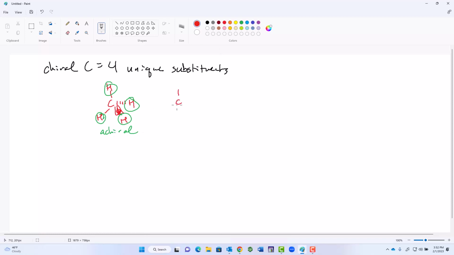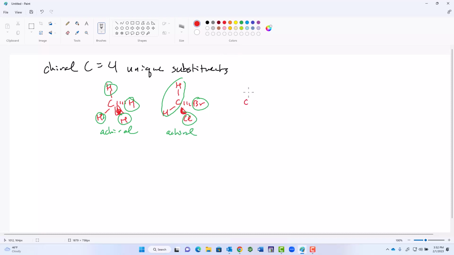Something where we have CH2, say we have 2 H's, and then we have a Cl and a Br. We have 3 different groups around it, right? We have a bromine, we have a chlorine, but then we have 2 hydrogens around it. So we don't have 4 unique substituents, so this would also be achiral, and we'll see in a later video why this is the case.